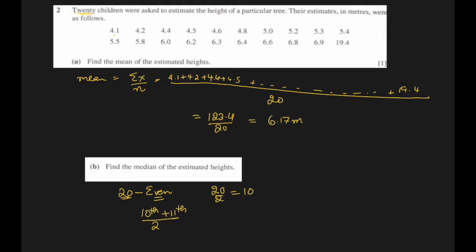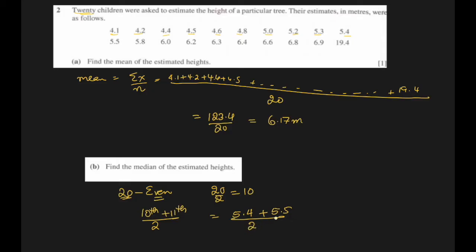So what is the 10th number in this? 1, 2, 3, 4, 5, 6, 7, 8, 9, 10. 5.4 is the 10th position. Next one is 5.5.